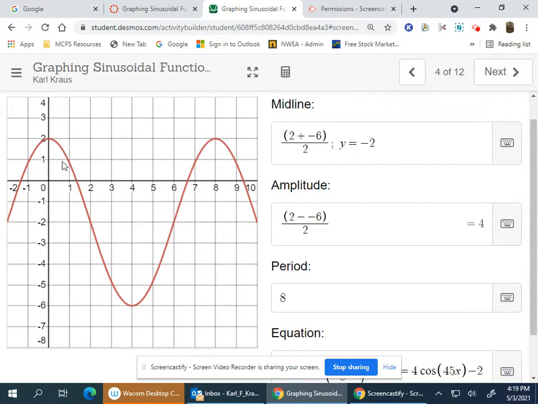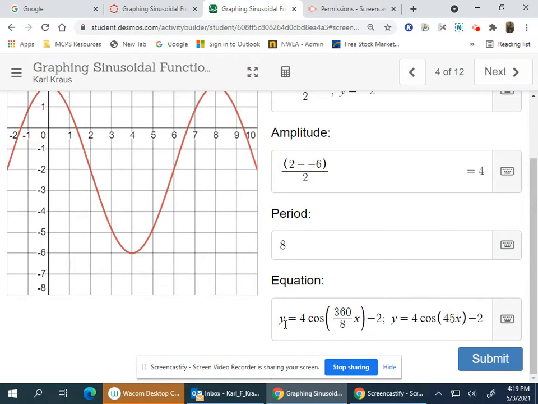The period, 1 cycle of this cosine curve from this maximum at 0 to this maximum at 8, so the period is 8. And just plugging in then, y equals the amplitude 4 times cosine of 360 over the period, which is 8, times x, plus the midline, which in this case is plus a -2, which is the same as -2. And if I simplify 360 over 8, it becomes 45. So y equals 4 cosine 45x minus 2.